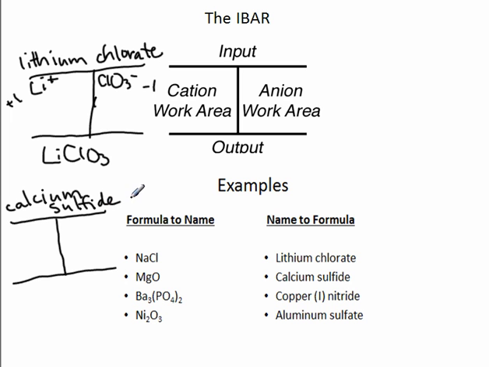And again, I'm going to look at my periodic table. Calcium is element number 20. It's in group 2. Its symbol is Ca. And if I look at the top of the group, I know that its oxidation number is a +2.